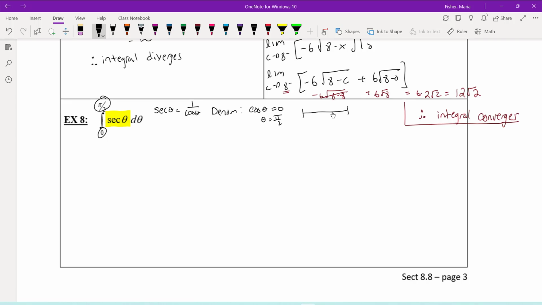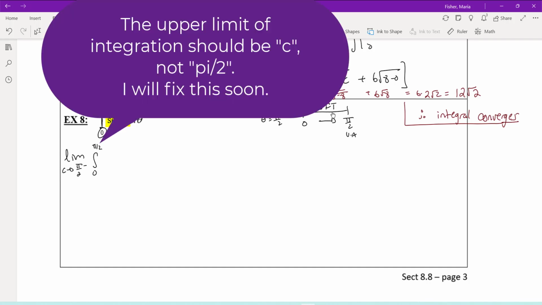So if this is your number line, if this is 0 and this is pi over 2, the only way to approach pi over 2, where you have your vertical asymptote, is from numbers that are smaller, which means you're going in from the left. This then becomes the limit as c approaches pi over 2 from the left of the integral from 0 to c of the secant of theta d theta.